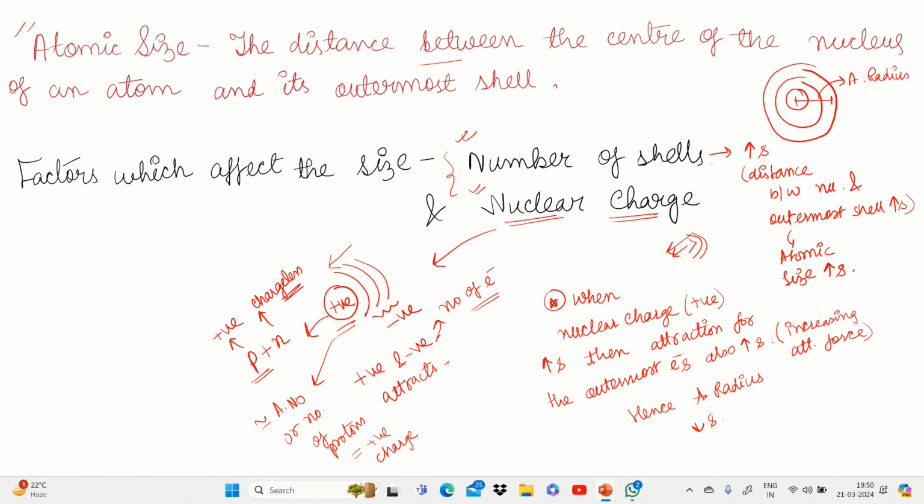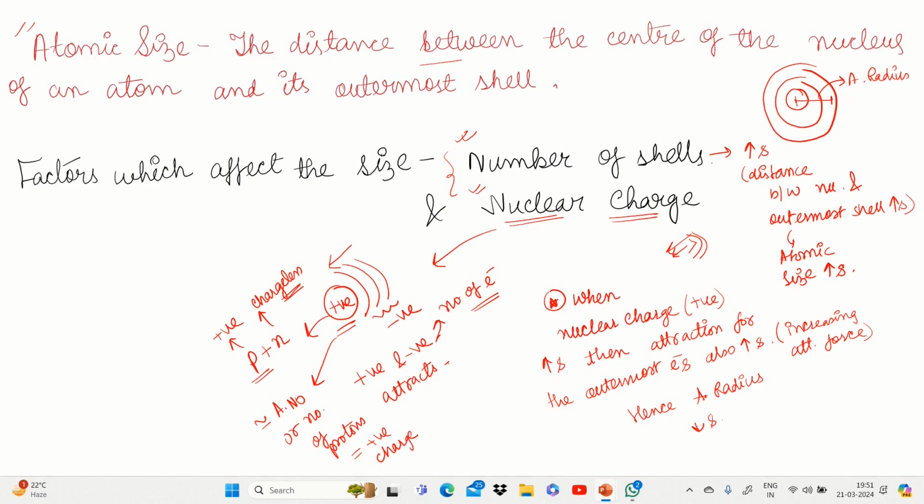Positive and negative attract each other. Now, the greater the positive charge, the greater will be the attraction. This is your atomic number, or the number of protons. So positive charge is the number of protons only. The negative charge is the number of electrons present in the valence shell. This means that the greater your positive charge, the greater will be the pull of the electrons by the nucleus.